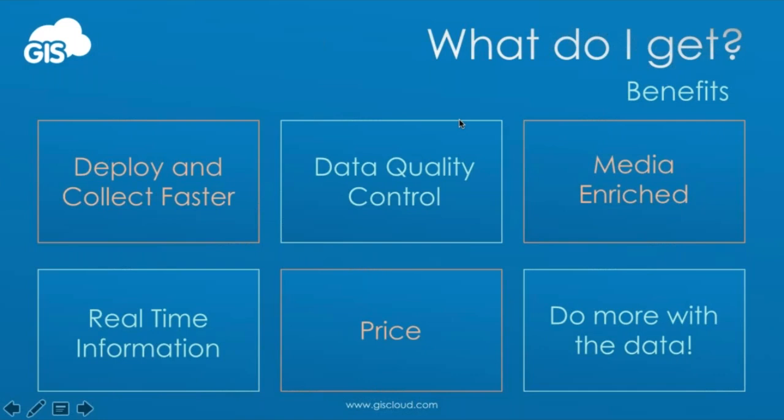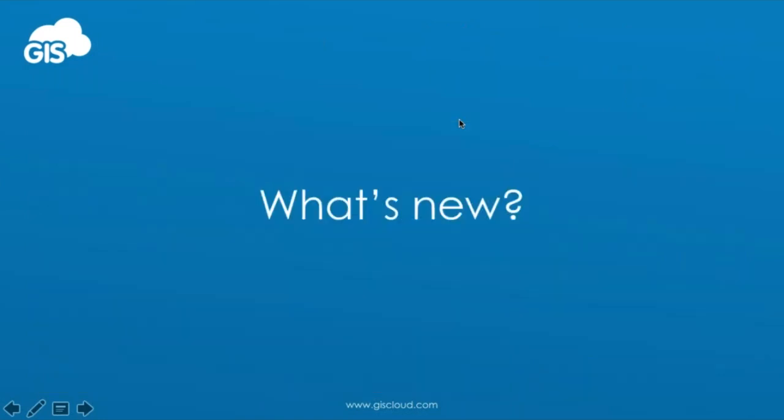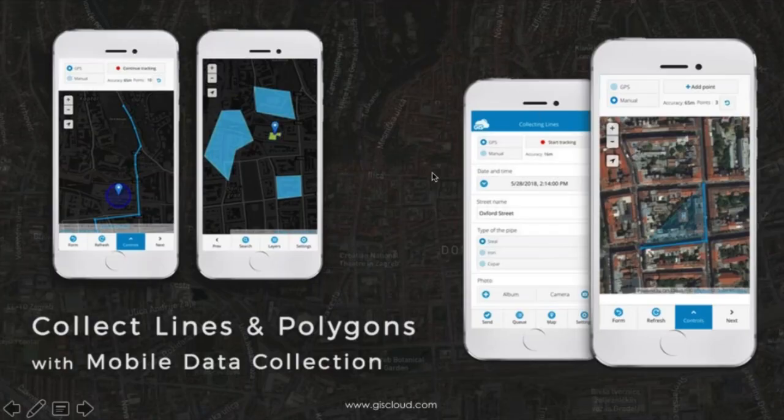Okay, so enough of the introductions. I think we're all ready for the main part. What's new with mobile data collection? Drums, please. And collecting lines and polygons, like we mentioned.